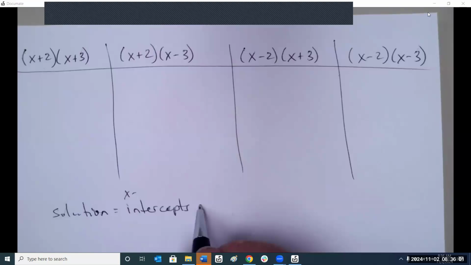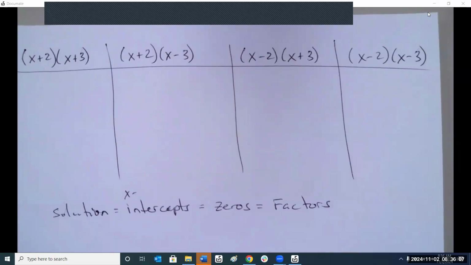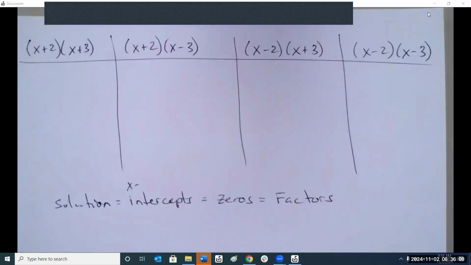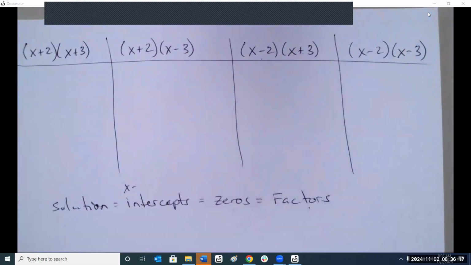The zeros. And we can talk about number of factors. So the number of factors tells you how many solutions you can have. Since we have two factors, then we have two solutions. All this stuff, I know it's a lot of words going in your head, but they all mean the same thing. That's what we have to be very, very careful about.